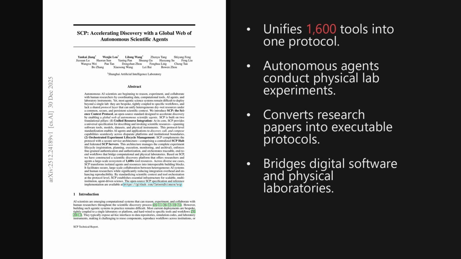Wrapping up, 2 takeaways stand out. First, the Science Context Protocol unifies over 1,600 fragmented tools under a single open-source standard. Second, by connecting digital planning directly to physical execution, it allows agents to autonomously drive complex experiments in the real world. This framework paves the way for a truly global web of automated discovery.